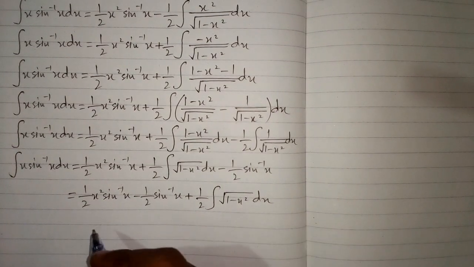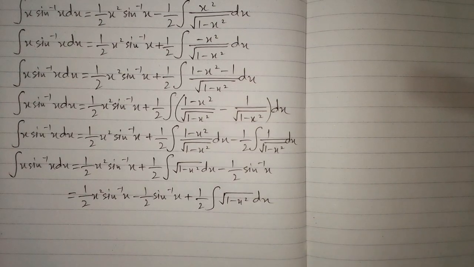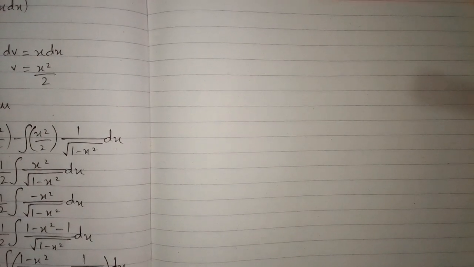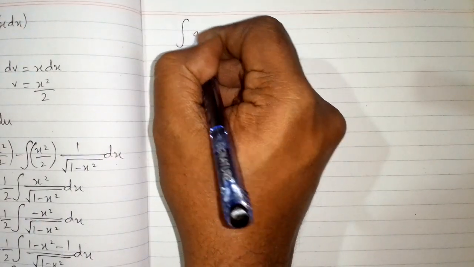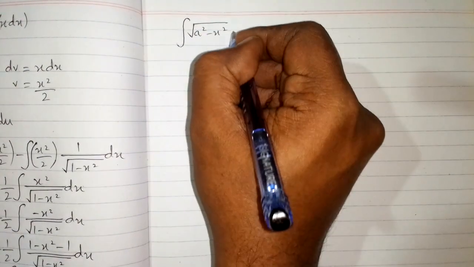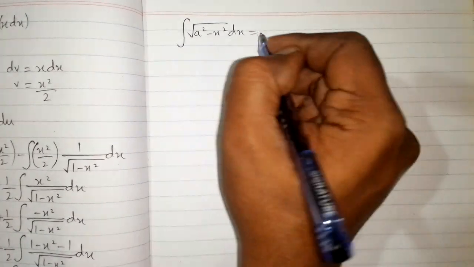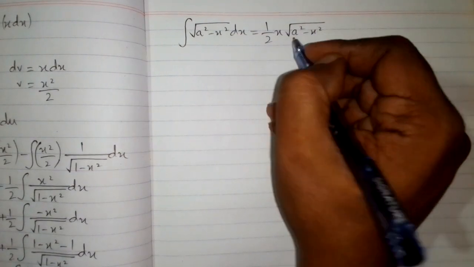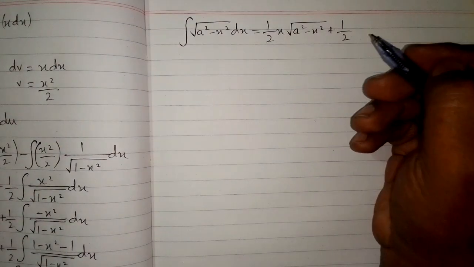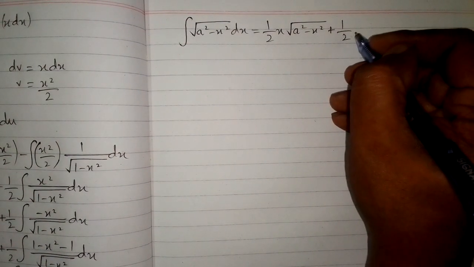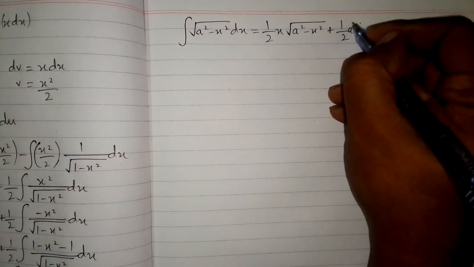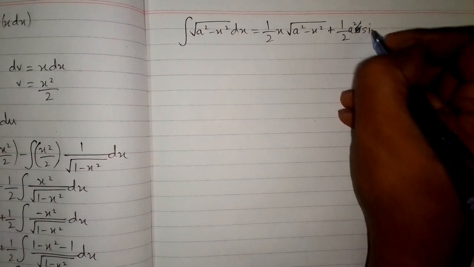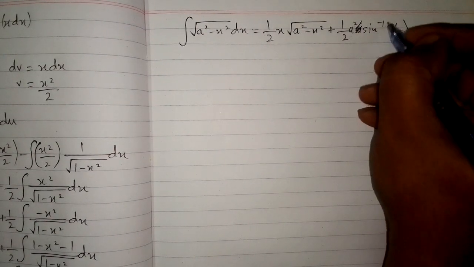So we will integrate this thing separately by using a formula that integral of square root of a square minus x square is equal to half x square root of a square minus x square plus half a square inverse sine of x upon a plus c.